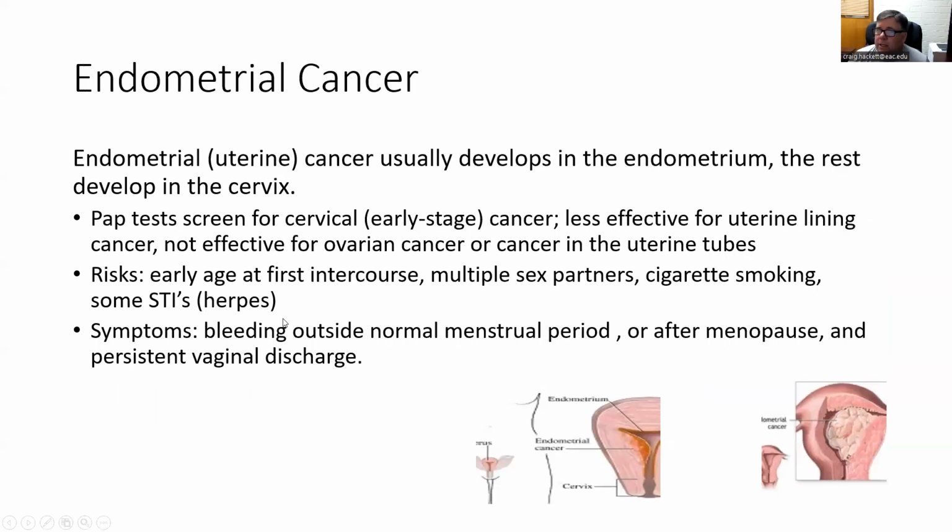It's a little easier to detect because you can get a biopsy of the uterus. You look for irregular menstrual cycles or pain, things like that. Risk factors are earlier first intercourse and age. If you're really young and have first intercourse or multiple partners, you're increasing your chance for uterine cancer. Cigarette smoking and some STIs or STDs will increase your chance as well. So once again, it's being aware of your body, and bleeding outside of normal menstrual periods and having those other risk factors may indicate that you might have something going on there.